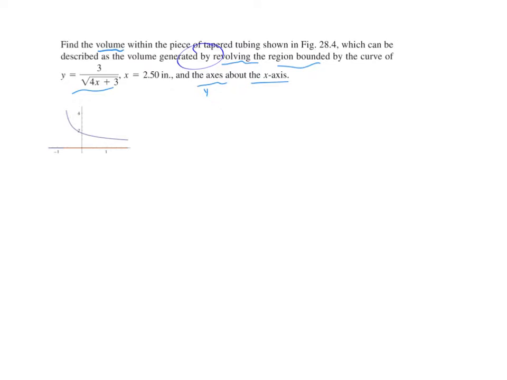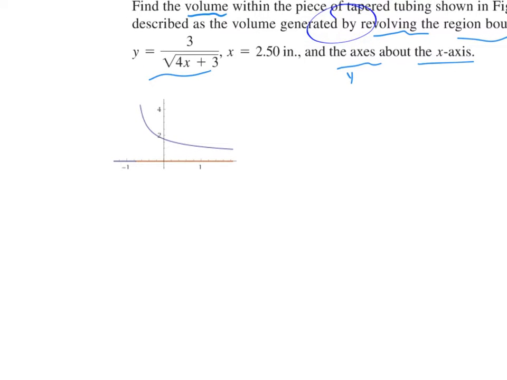Ultimately, let me zoom in on it here, what we're doing with this one. This is my region that I'm focused in on, and it actually goes out to 2.5, although my graph only goes out to 1. So let's say 2.5 is out here somewhere. It gets a little bit closer still. Okay, this is getting revolved about the x-axis.